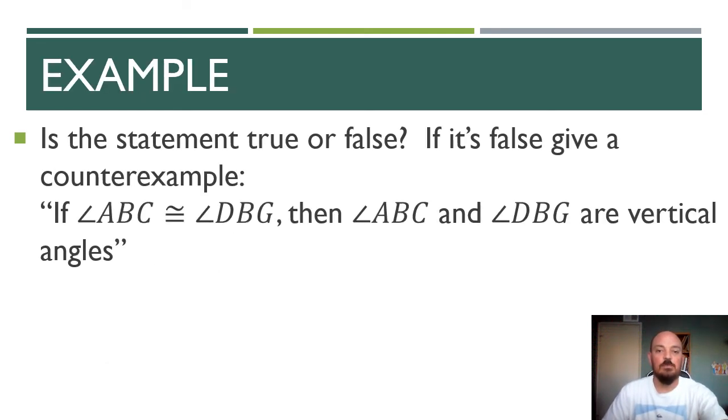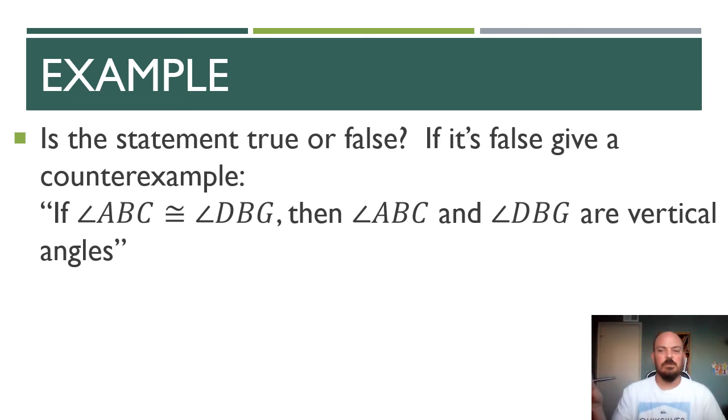So for our last example today, let's start, number one, we're going to decide if this statement is true or false. If we think it's true for now, we'll just say it's true, because we haven't talked about how to prove that yet. But if we think it's false, we're going to give a counterexample. So I read the question, and I said if angle ABC is congruent to angle DBG, then angle ABC and angle DBG are vertical angles.